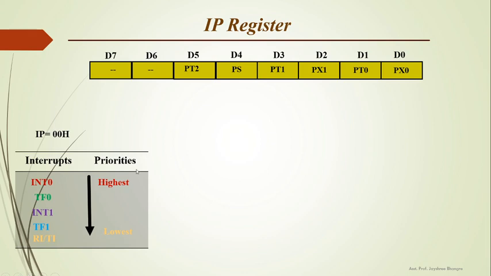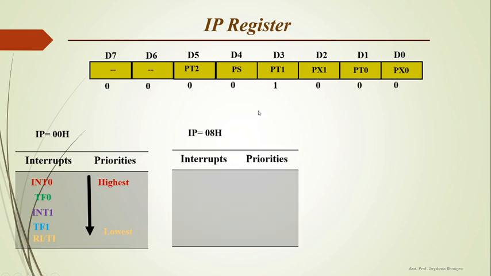If we want to change the priority, suppose here we are making this bit D3 equal to 1, that means we are assigning the value 08H to IP register. So we get here the priority, that is we are assigning the highest priority to timer 1. So we get TF1 as the highest priority, then int0, TF0, int1 and RI/TI.